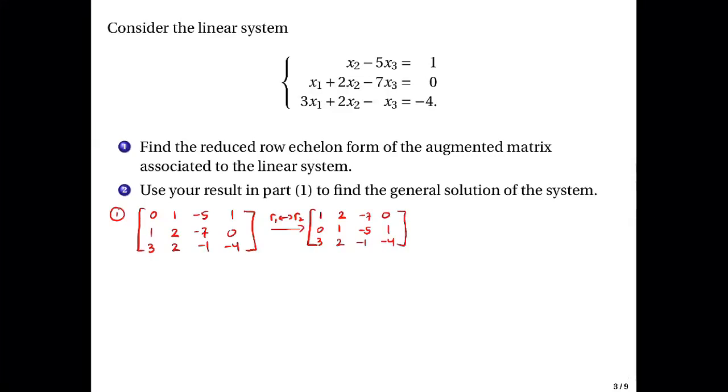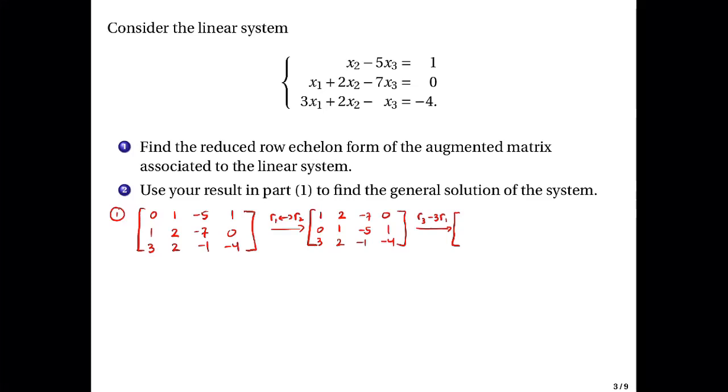And then this is a leading one. We want all the entries below it to be 0. So this is already 0. We just need to change the item in row 3. So we replace row 3 by row 3 minus 3 row 1.